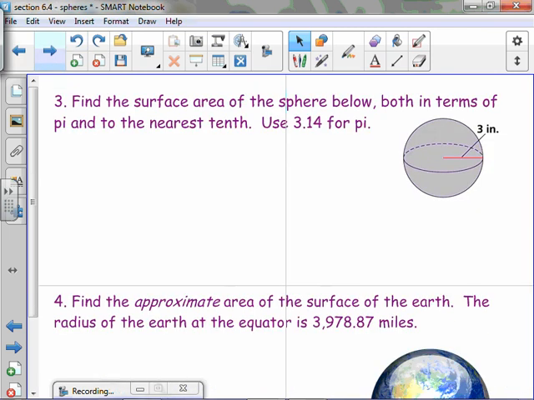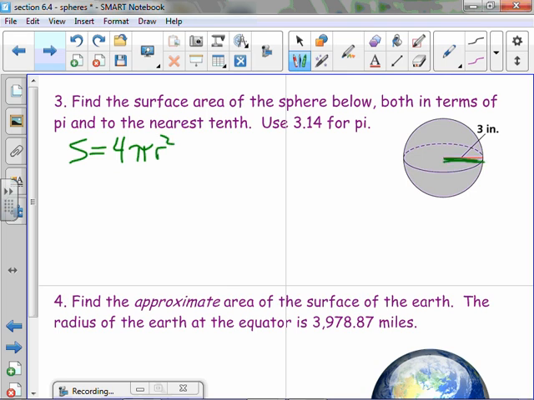So, I have a couple of questions that we are going to do very quickly, and then we are going to be done. Find the surface area of the sphere below, both in terms of pi and to the nearest tenth. Okay? I want surface area, so once again, I'm going to start with my formula. S equals 4 pi r squared. Now, I look, do I have my radius or diameter? I have a radius, so I am good to use my formula.